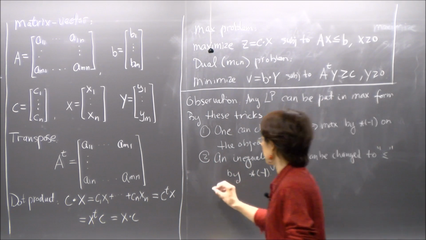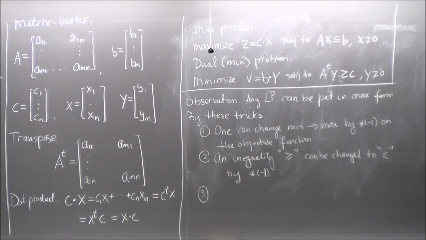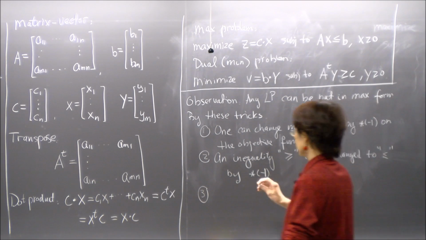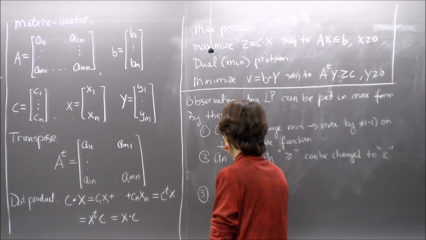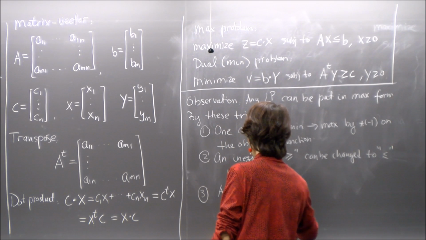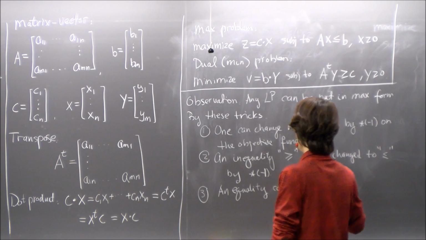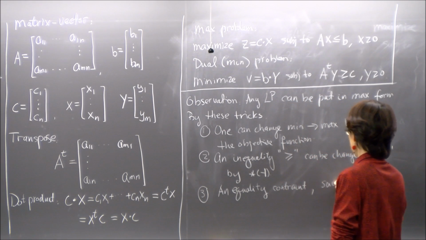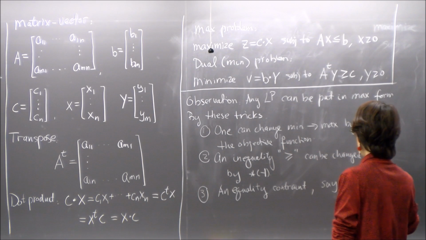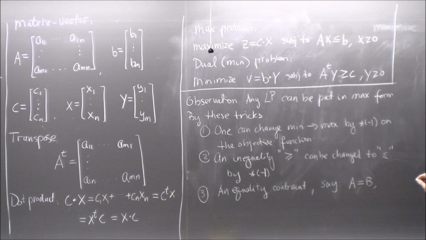The third situation is a bit more interesting. What if my constraint has an equal sign? Then it's not in the max form. What do I do? Let's say I basically have an equality constraint, capital A equals B, generically speaking. How can I express it using inequalities? Any suggestions?